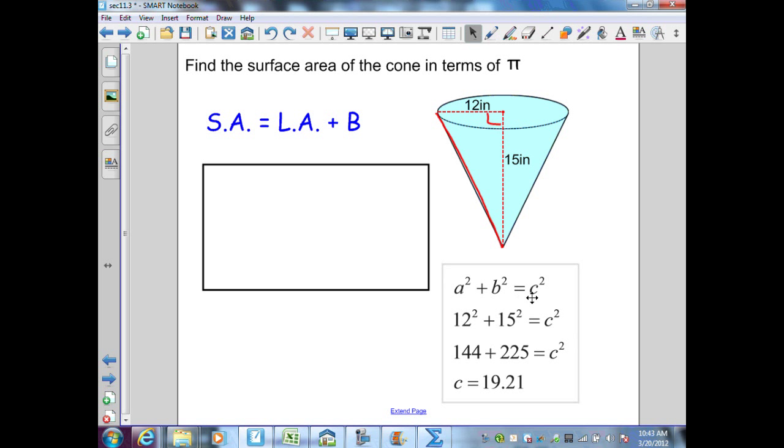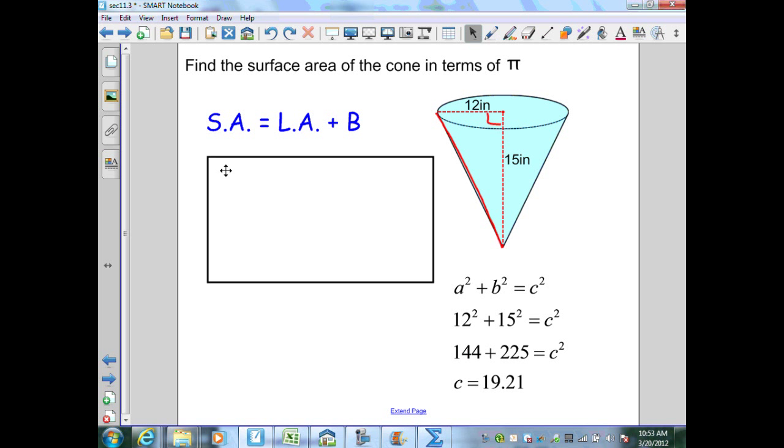A squared plus B squared equals C squared. Therefore, my radius is 12. My altitude is 15. When I substitute in a calculator and take the square root, I'm going to get C equal to 19.21, which is L, my slant height of my cone.